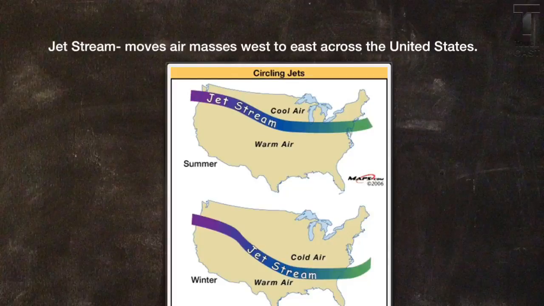The air masses that we have, low and high, move from west to east across the United States, and this is done with the jet stream. In the visual provided, you can see where the jet stream is located during the summer and winter time across the United States.